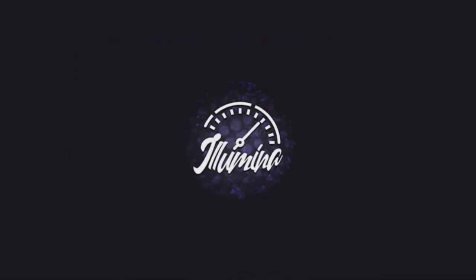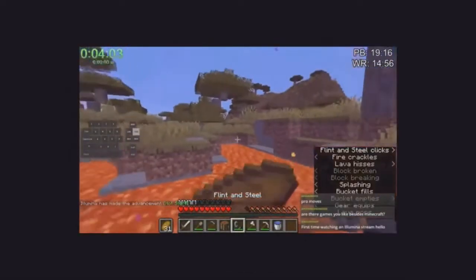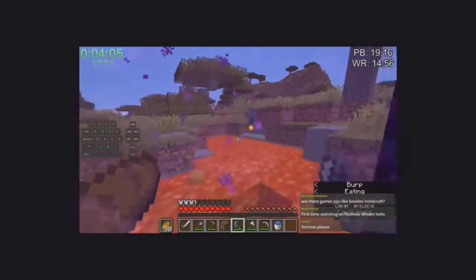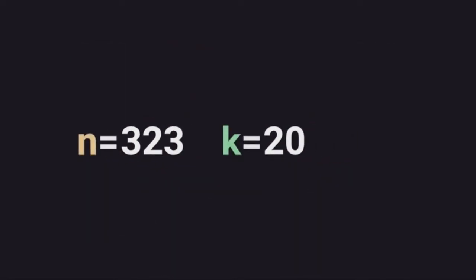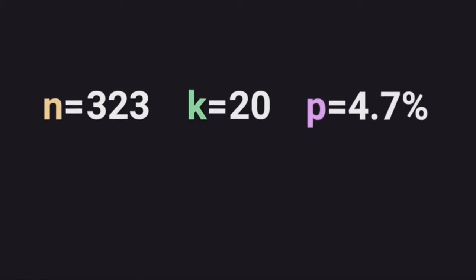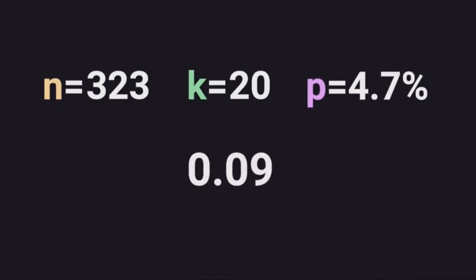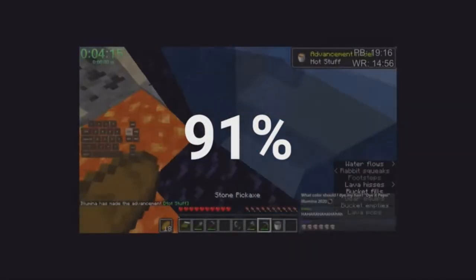The luckiest. Over the course of 5 streams in September and early October, Illumina was able to trade 323 gold with piglins in his RSG event. From that 323 gold, he got 20 pearl trades. Let's model this with our binomial distribution to see just how lucky Illumina got. Plugging Illumina's trading results into the formula, we get an approximate value of 0.09. This means that there's only a 9% chance of getting 20 or more pearl trades with 323 gold, placing Illumina above 91% of other runners.